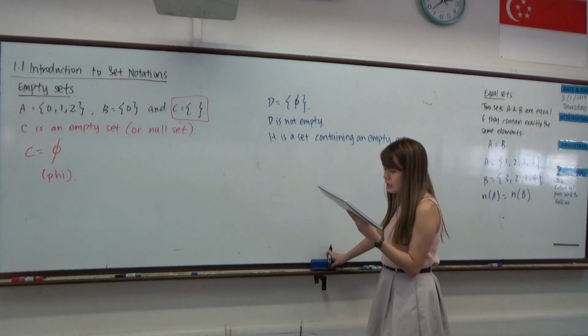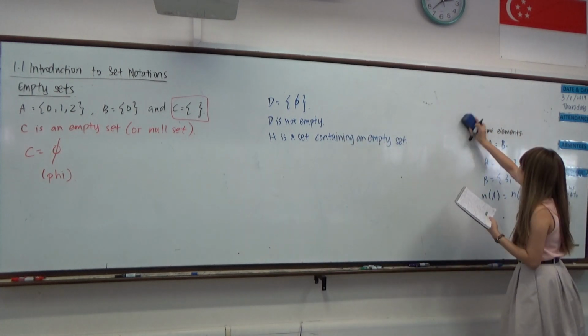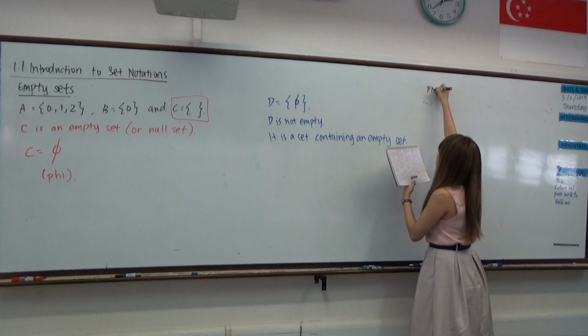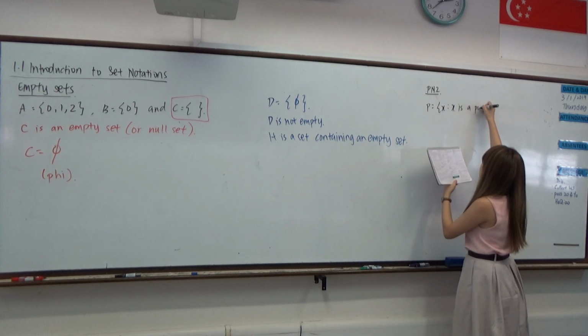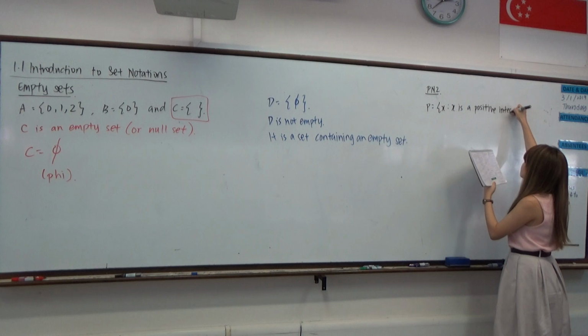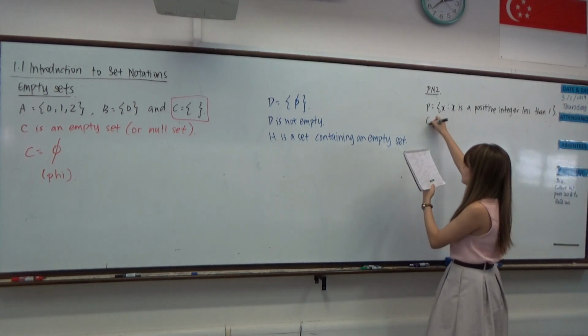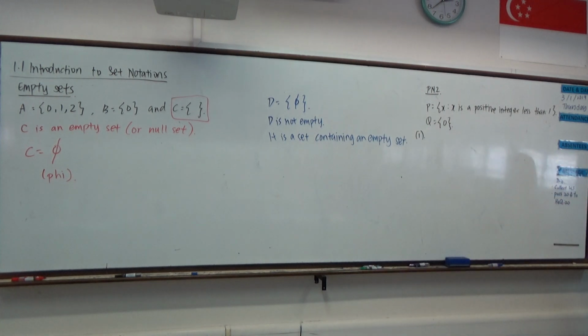Okay. Now let's look at Practice Now 2. We have P, a set where X is an element such that X is a positive integer less than 1. Then Q is a set that contains 0.